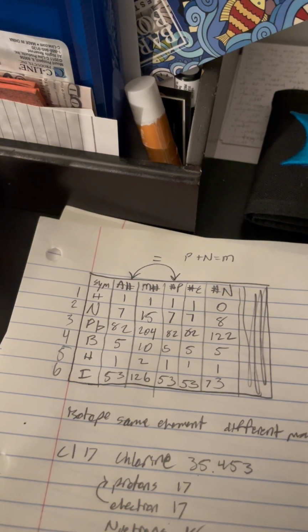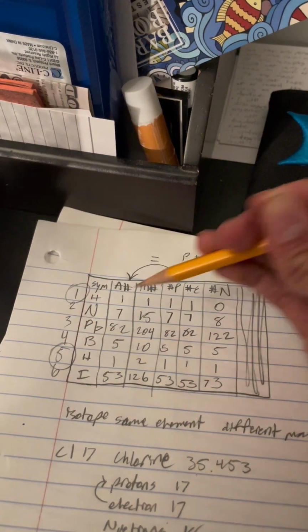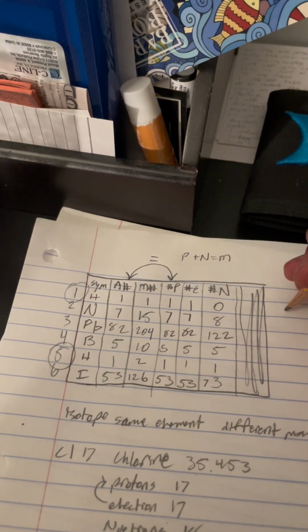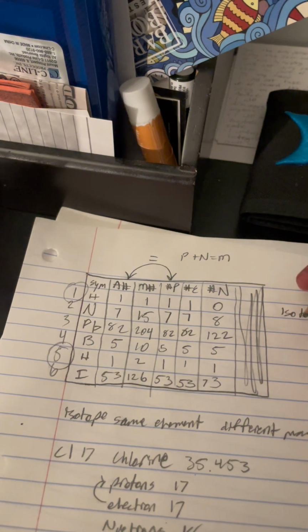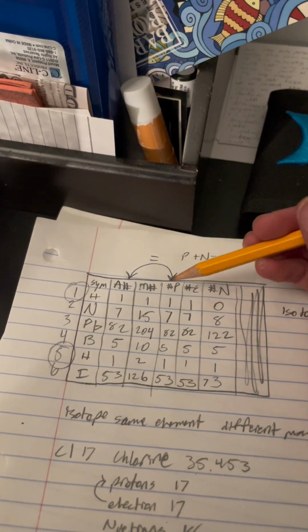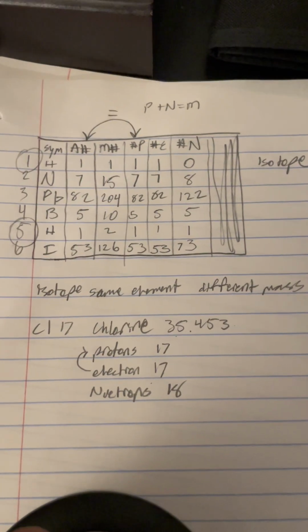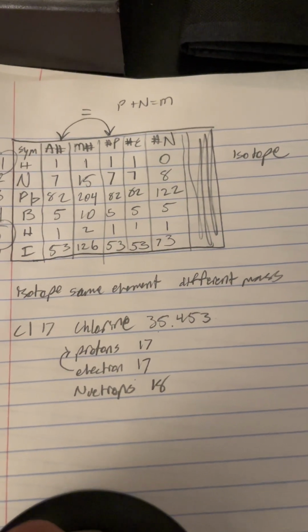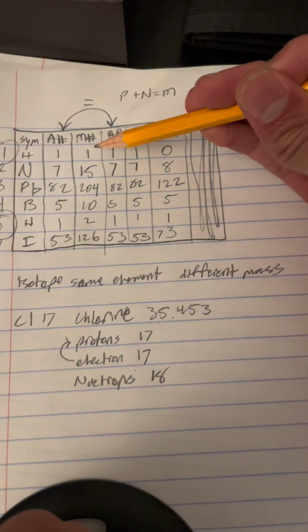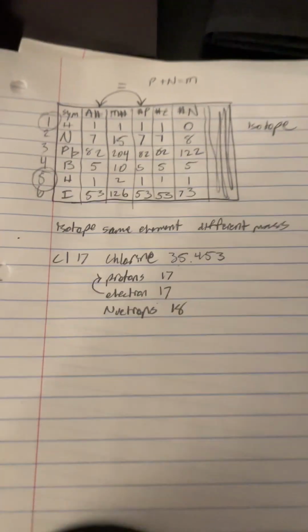However, let's look at number 1, number 5. These two are isotopes. Why? Because, go back to the definition, an isotope is the same element, different mass. Look right here, mass 1, mass 2, boom, that's an isotope.